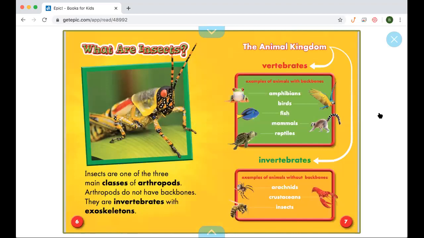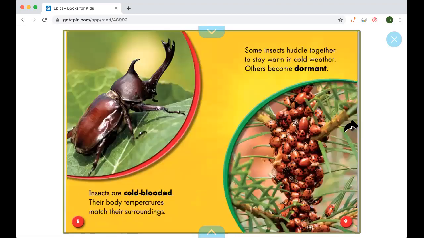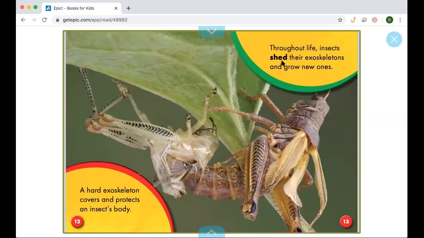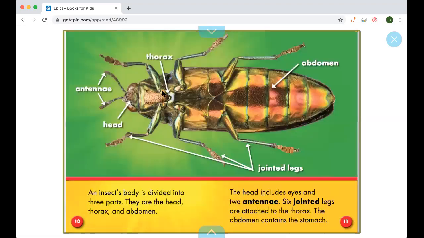I learned that insects are invertebrates. They don't have a backbone, but they have an exoskeleton, a hard shell on the outside. Now, are these warm-blooded or cold-blooded? They're cold-blooded. And what did it say about their body? Can you tell me one body part that they have? They have an abdomen. So you could have said abdomen, or the thorax, or the head, the antenna, or the jointed legs.